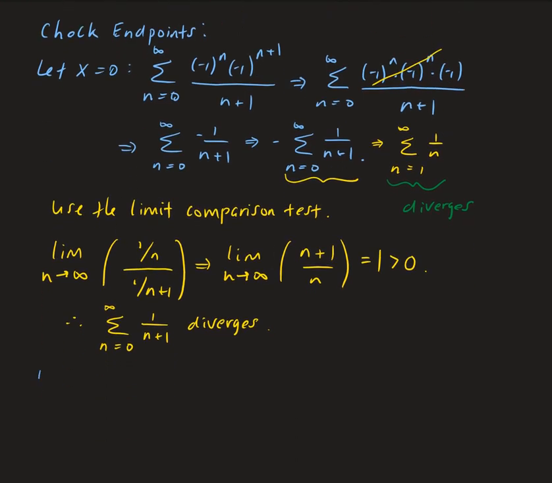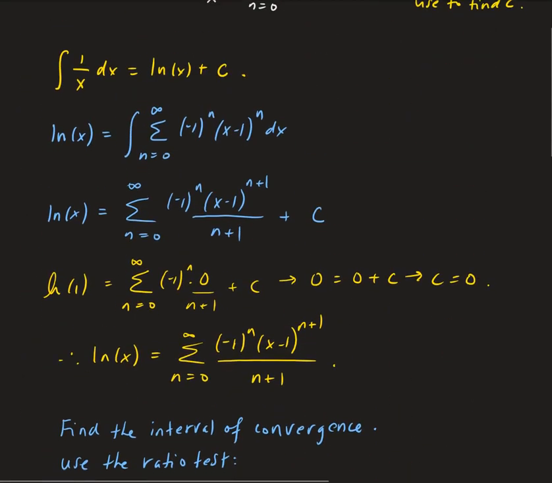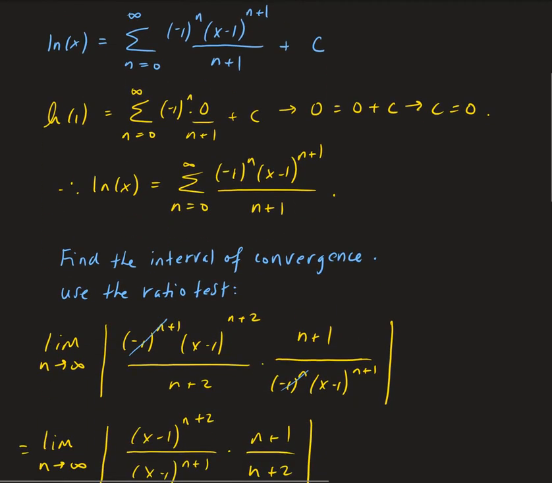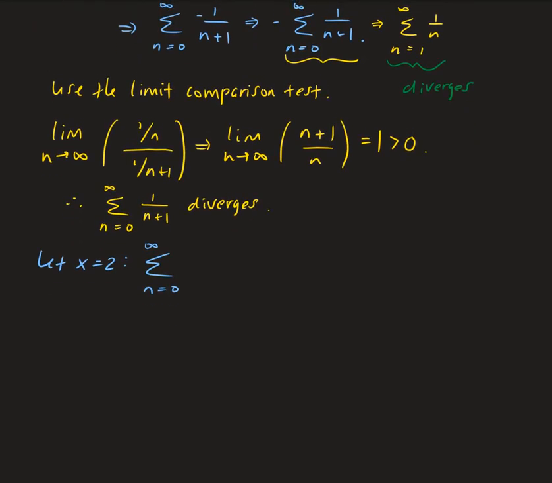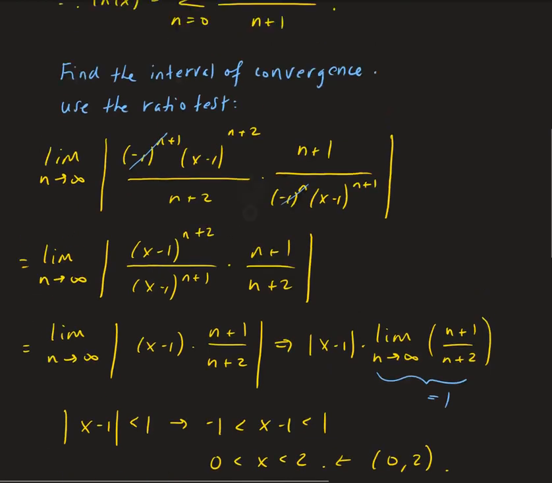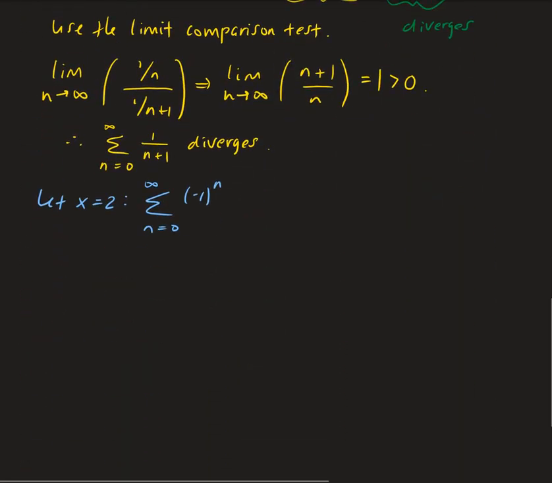So we're going to let x equal 2. Plugging 2 into our series, again we plug it back into the series for natural log x. So we're going to get minus 1 to the n times 1 to the n plus 1 over n plus 1. That 1 to the n plus 1 is just going to be 1, so we're left with minus 1 to the n over n plus 1.